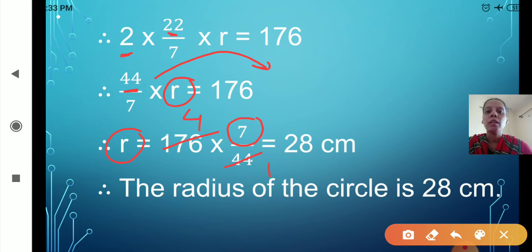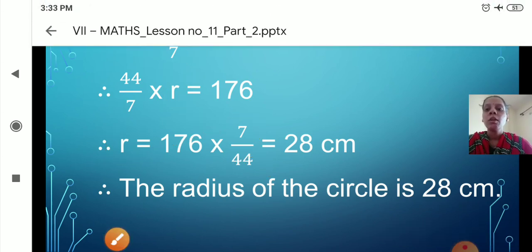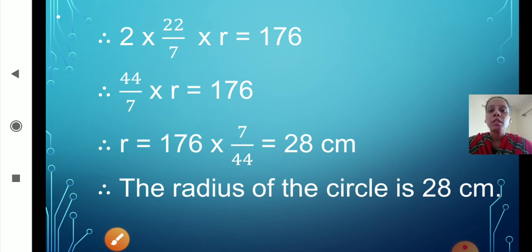I hope you are clear with this sum. So today we have studied the sums from question number 1 and question number 2 from practice set 42. So today we will stop here. In the next session we will start with the next sum.